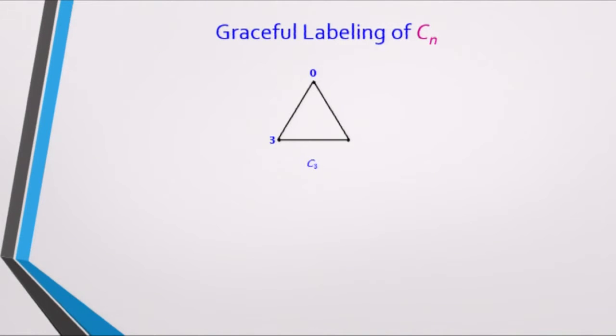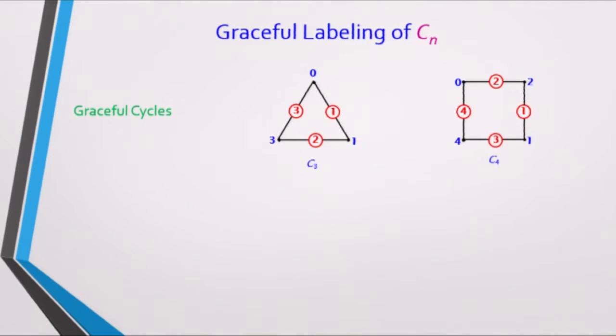Cycles. So these two are graceful. How about C5, 5 vertices and 5 edges?